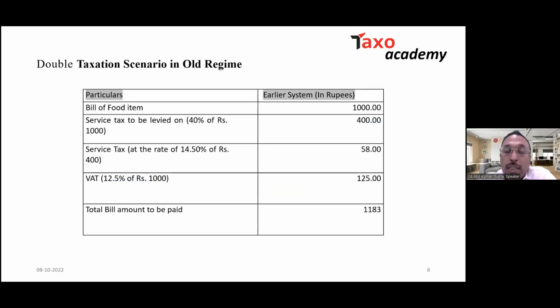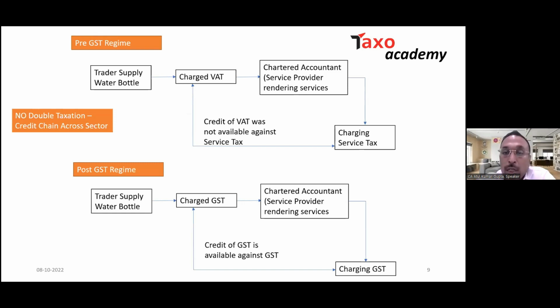Then we discussed double taxation. The same activity attracted VAT and service tax in the earlier regime, but now only the GST is applicable. And then the cross-sectoral credit, that the chartered accountant gets the credit of the purchase of the bottles, whereas earlier it was not there and it was a cost to the chartered accountant.